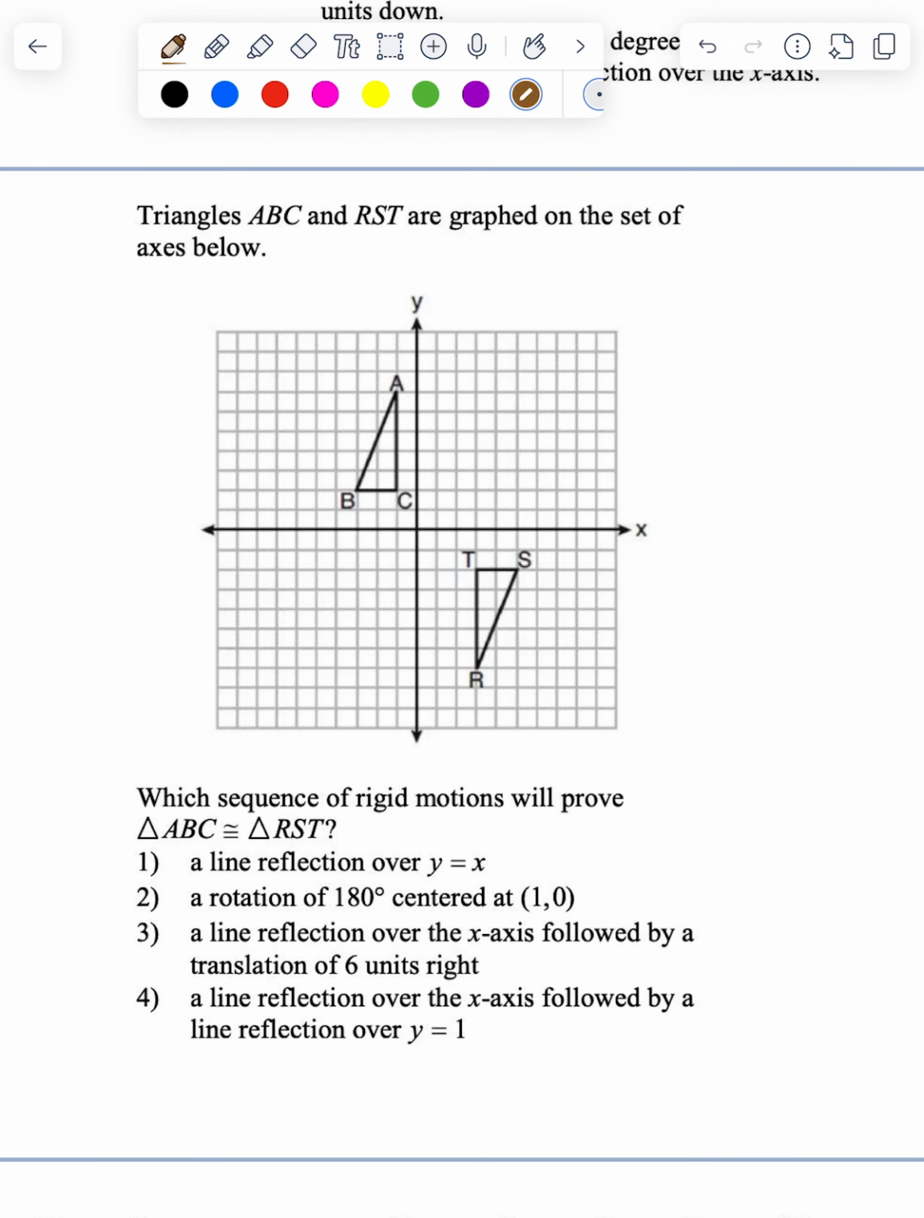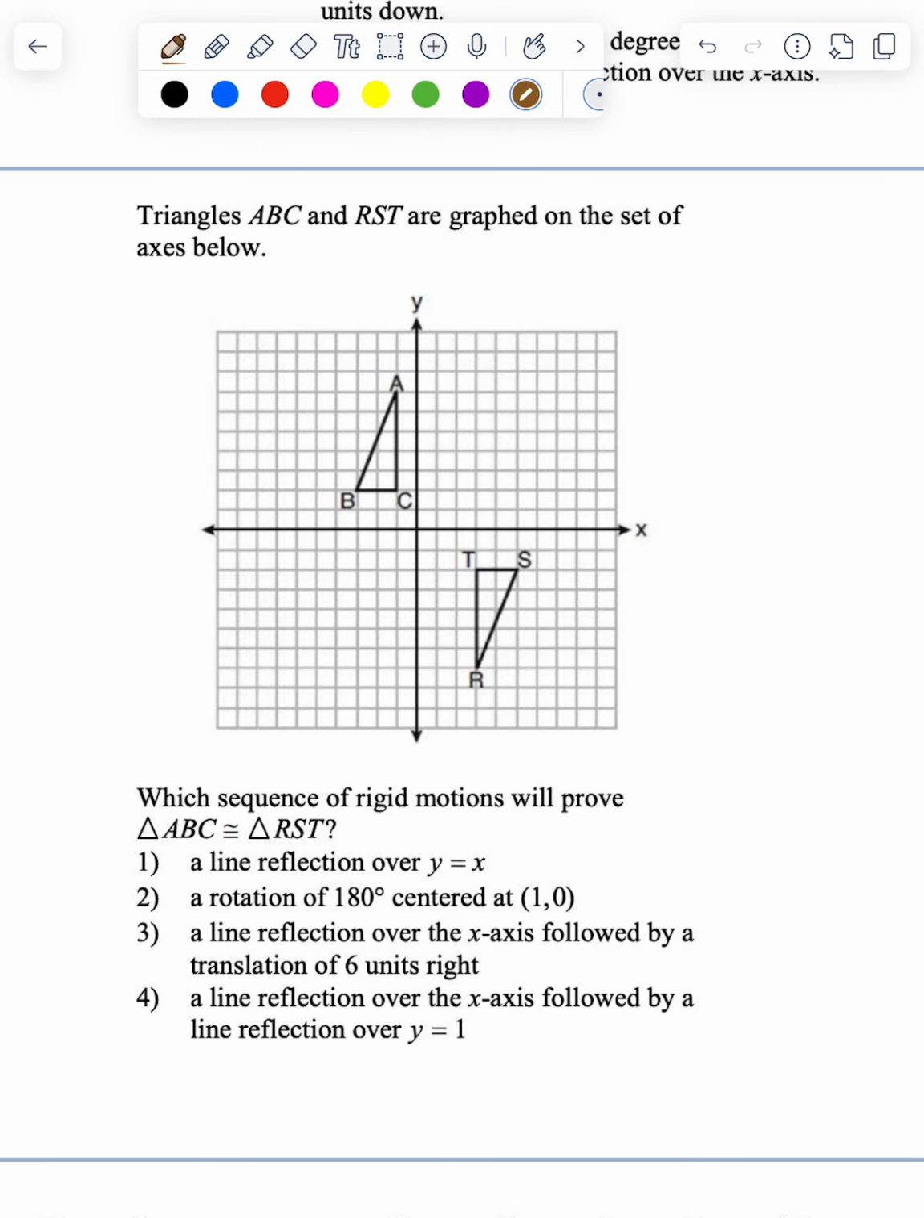Here we have triangle ABC and triangle RST on the grid. And we need to find which sequence of rigid motions will make them congruent to each other. So basically, it's just saying which sequence of rigid transformations makes one into the other. Because if we find a sequence of rigid transformations that can turn one into the other, that means it's congruent figures, because rigid transformations make congruent figures.